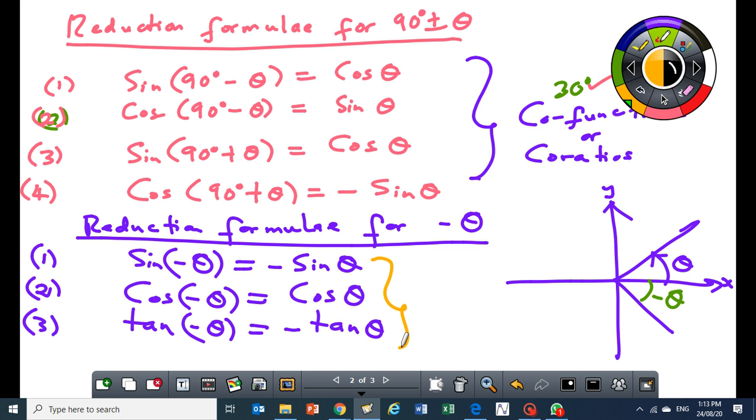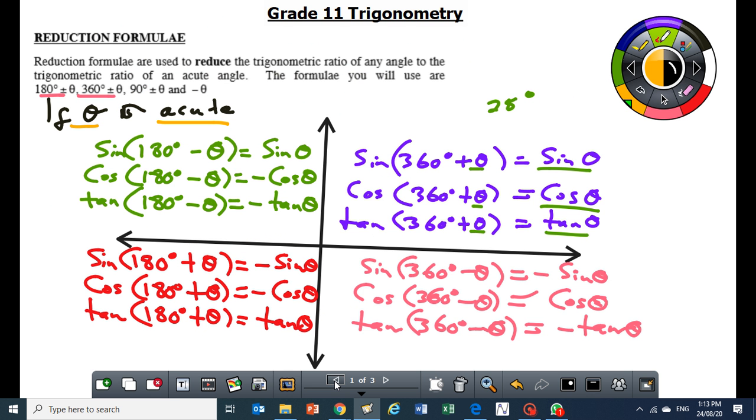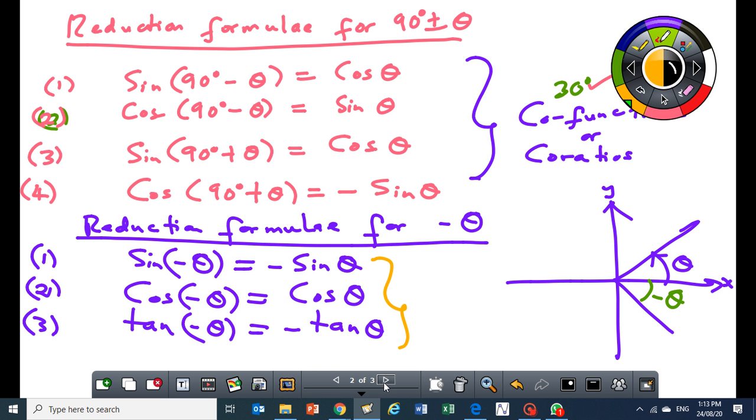Those four are for the reduction formula of 90 plus or minus theta, and these 12 are for other angles. So you have got 12 that I put on the calculating plate plus these 4, that's 16, plus these 3, 19. It's not very difficult. The number is not very important.